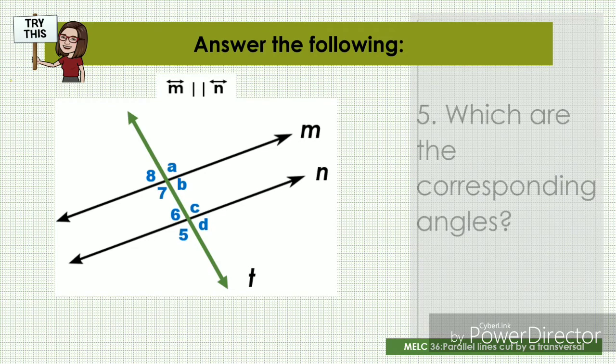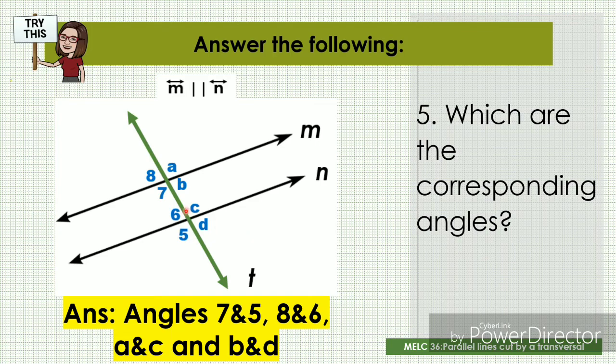Number 5, which are the corresponding angles? Naalala nyo pag sinabing corresponding angles? Good. So, sila ay yung angles 7 and 5. Isa nasa loob, isa nasa labas on the same side of the transversal. Pero ang isa, kung papansin nyo sa parallel line, baba, parehas ng parallel lines. Then we have 8 and 6, A and C, B and D. You get it?